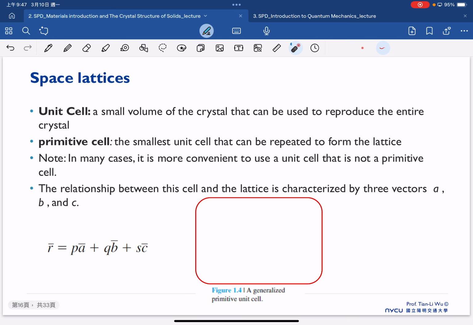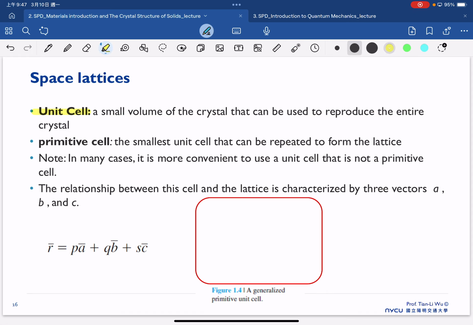Okay, to further understand and to have one systematic way to evaluate the lattice, now we have to introduce two terms. The first one is what we call the unit cell. A unit cell is a small volume of a crystal that can be used to reproduce the entire crystal.